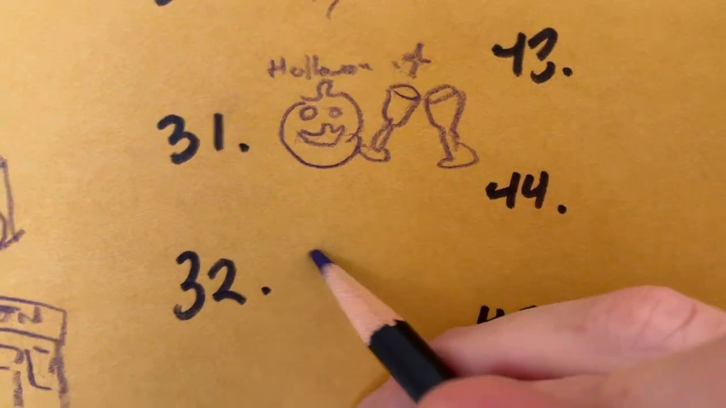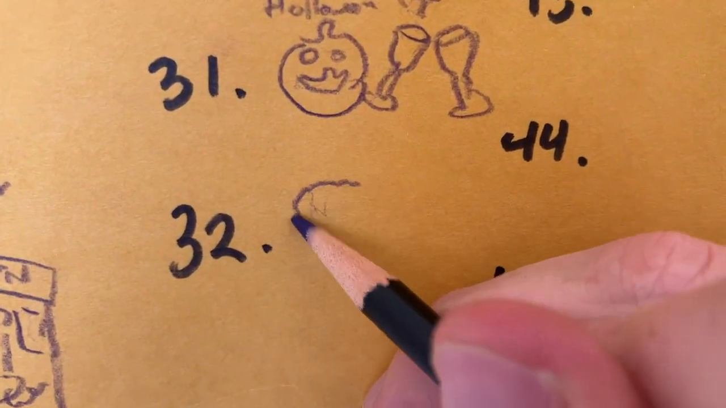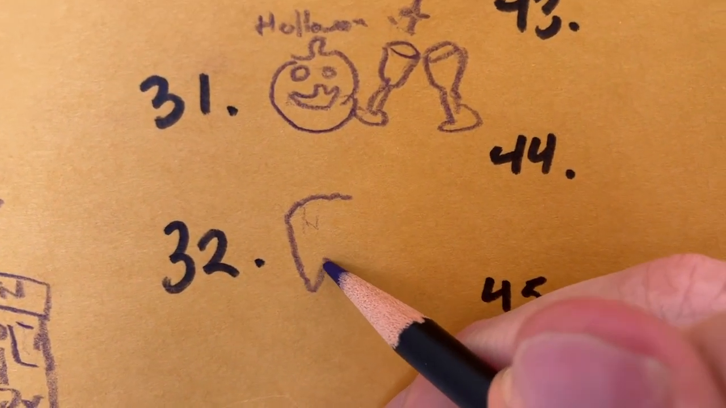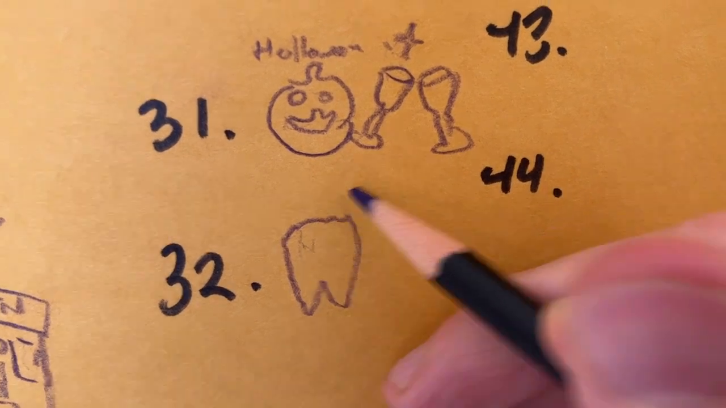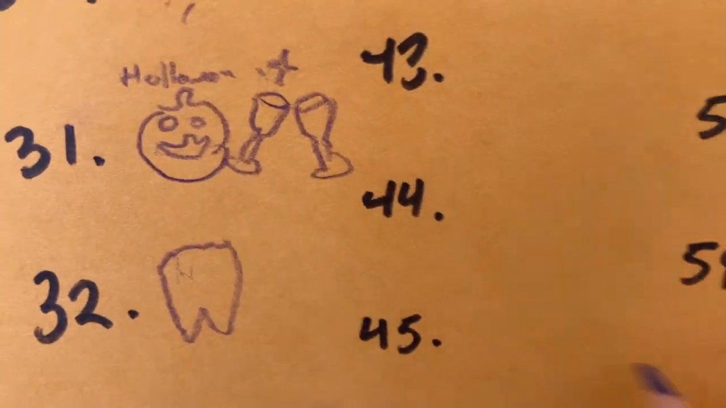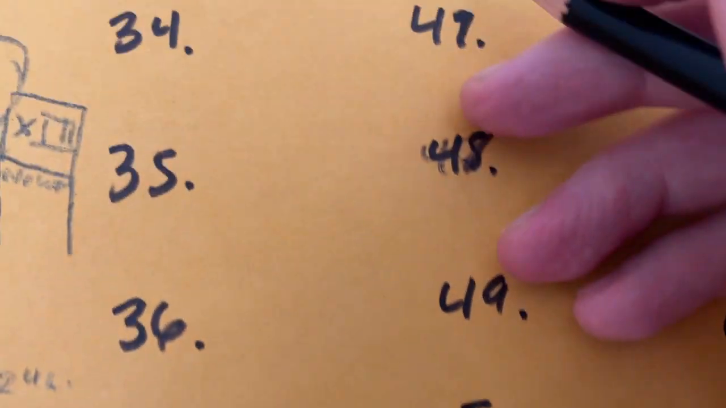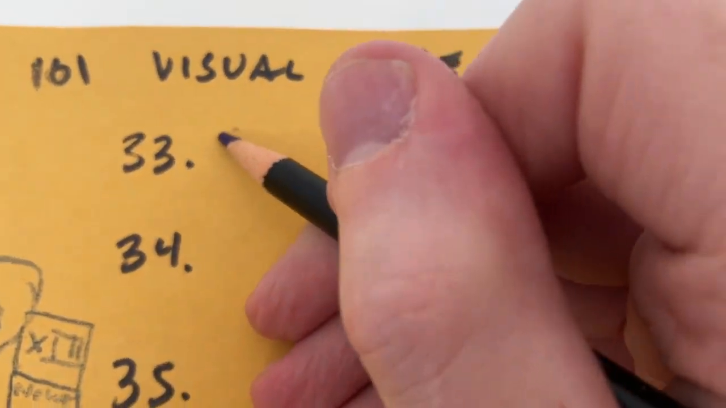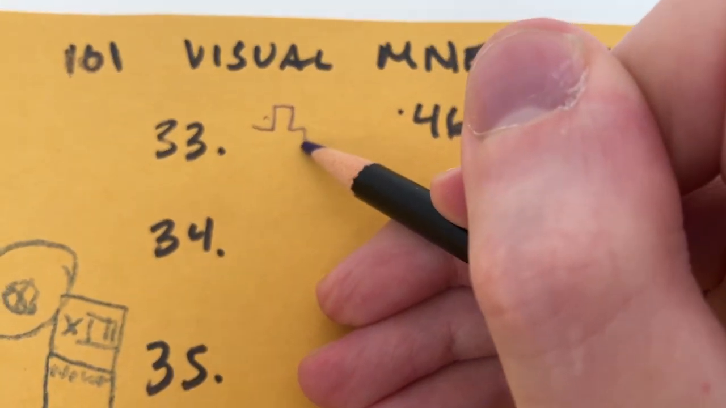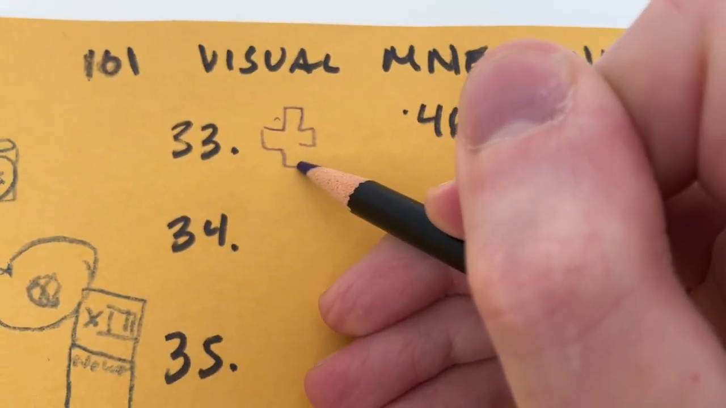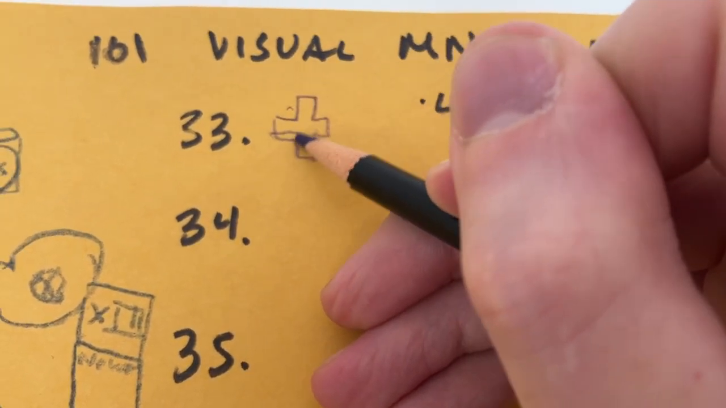So for 32, I put a tooth for wisdom tooth, because the average adult has 32 teeth. For 33, I put a cross because that's the age Christ died, and it doesn't look like a cross. That's fine.